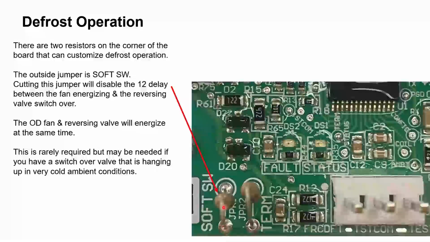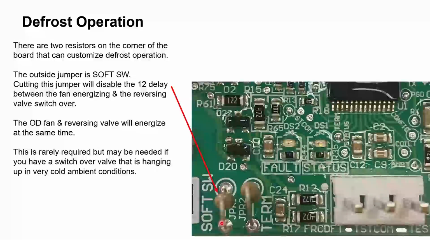If we're having that, we can cut the JPR1 jumper right here. And yes, it is a resistor. You just clip it and separate it a little bit. You cut that. It removes that 12-second delay. Now, the challenge behind that, it's now going to make the coming out of defrost louder. We're going to get a little more liquid flood back into that compressor for just a short amount of time, and we're going to get some compressor noise out of it. So we may not want to do that unless we absolutely have to.